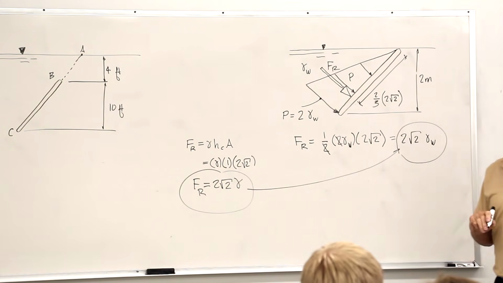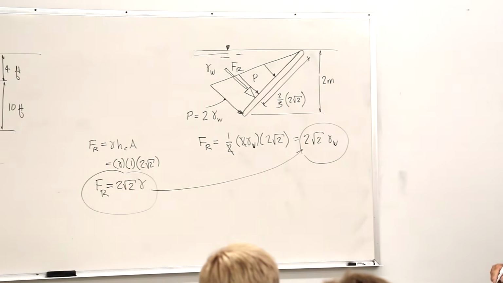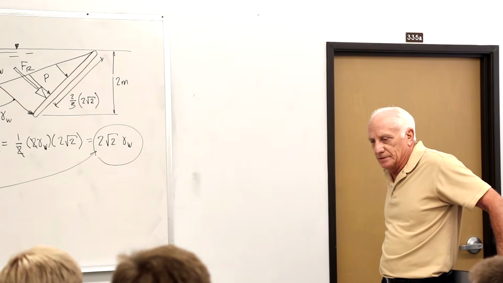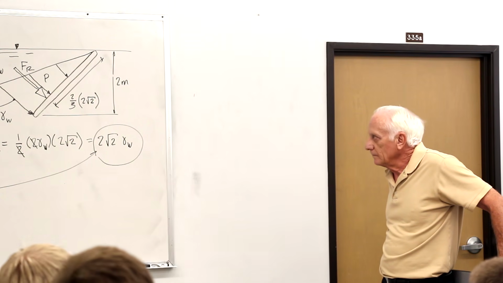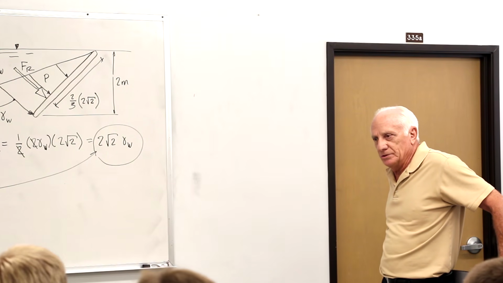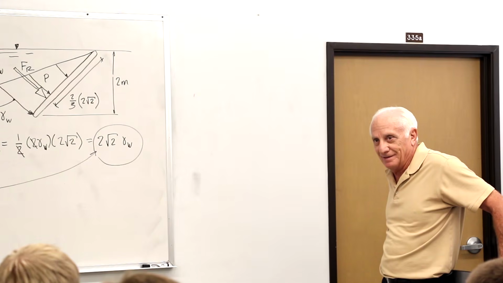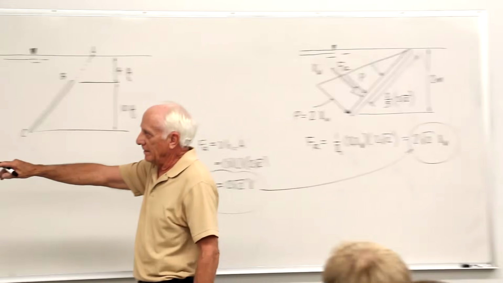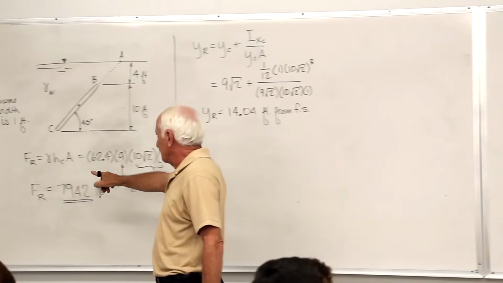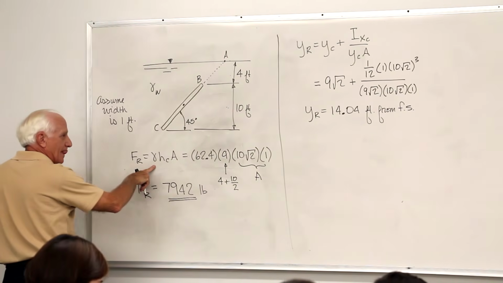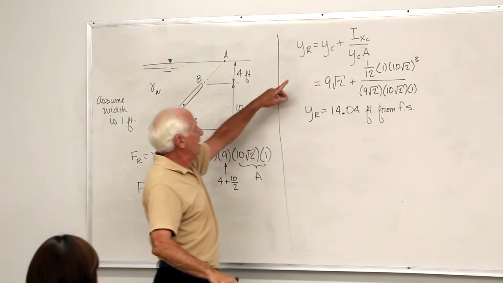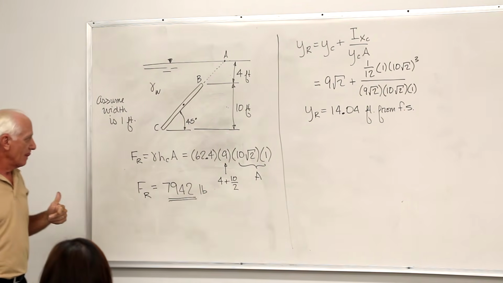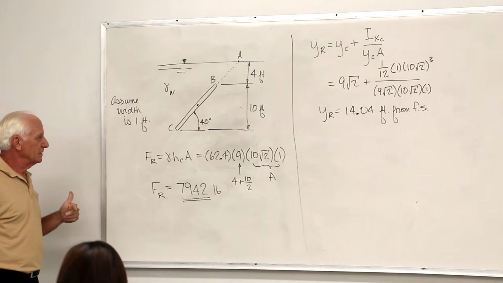Of course you get the same answer, you better. But you've got a choice of sorts. If you want to always use the equations, because they're always right, here they are. Here's the equation for F sub R. Here's the equation for Y sub R. They're always right for a plane surface.